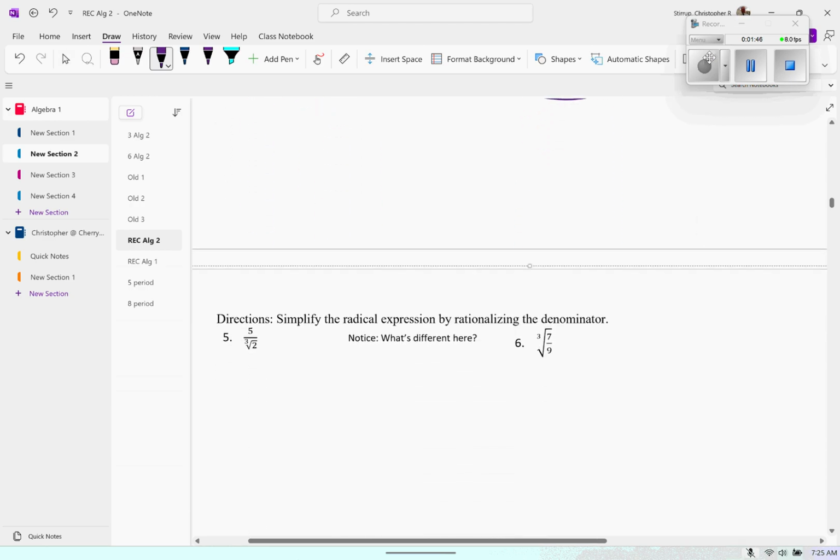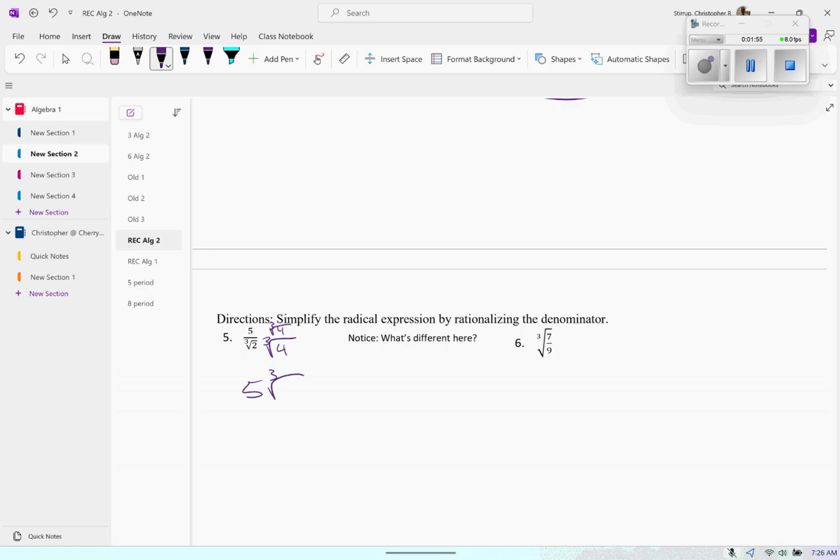So as you come down, I'm going to multiply this. I know that our third root of 8 is a perfect cube, so I'm going to multiply top and bottom by that. So I'm going to get 5 third root of 4 over third root of 8, which is 2. 5 and 2 did not reduce.